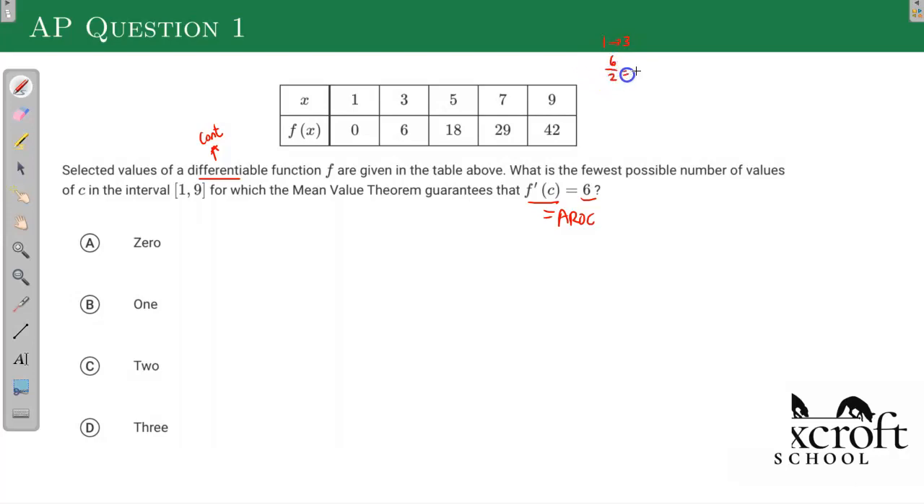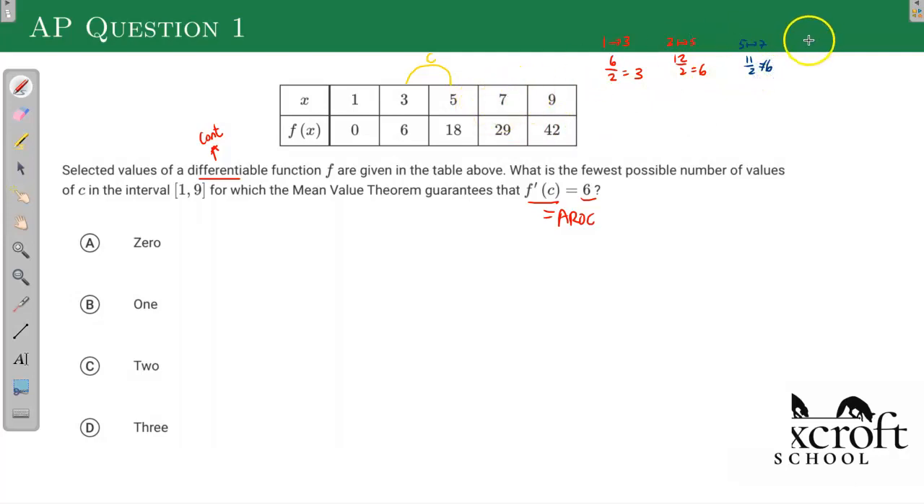Over the difference in our x values, and we get 3. All right, so that doesn't imply we're going to get a derivative equal to 6. We can go from 3 to 5, and that's going to be a difference of 12 over 2. That's 6. So from 3 to 5, there has to be a c value in there with a derivative 6. All right, we can go from 5 to 7. That's going to be 11 over 2. That's not 6, so that doesn't matter.